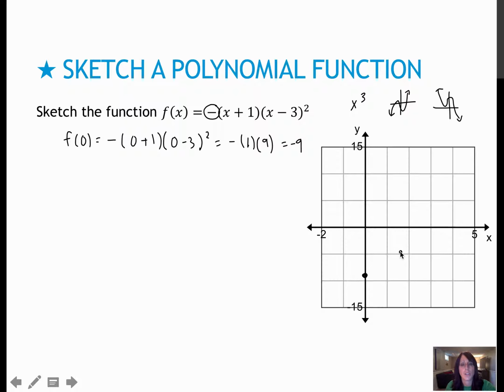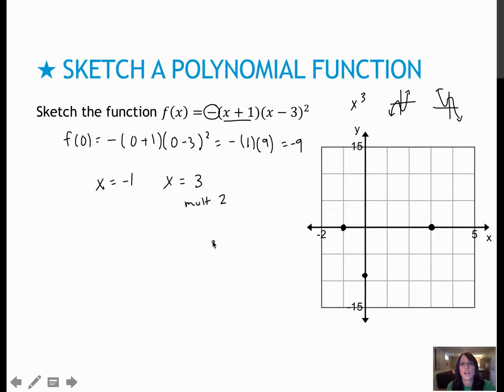That's my y-intercept. My x-intercept I find by setting x plus 1 equal to 0, which gives me x is -1 with a multiplicity of 1. And then setting x minus 3 equal to 0 gives me x equals +3, but that has a multiplicity of 2. So at 3, I know that my graph is going to turn around and come back down. So it's looking like it's going to start up here, go through this point, somewhere down here, it's going to turn around, and then it's going to come back down.